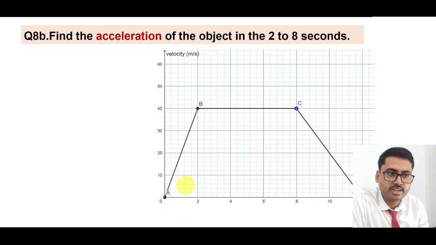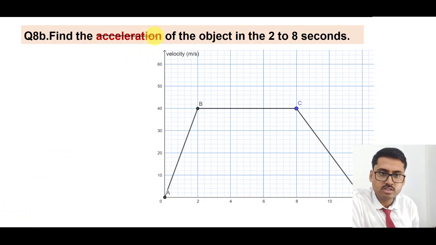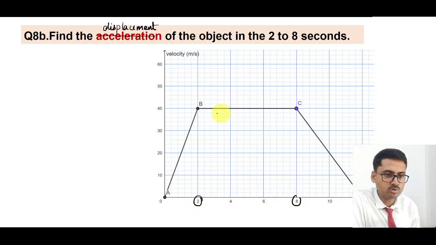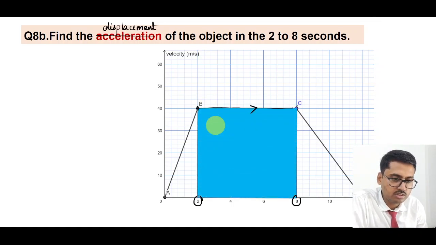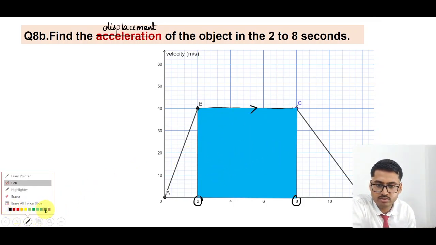Now let us see the second part of the question. Again, I think I did not edit this one, but this is to find the displacement. Find the displacement of the object in 2 to 8 seconds, means from here to here. When the object goes from B to C, what is the displacement of the object? Well, we are calculating between the point B and C, so we have to calculate the area under this graph, and that is going to be this region. So we have to find the area of this rectangle, and this is going to be very easy.